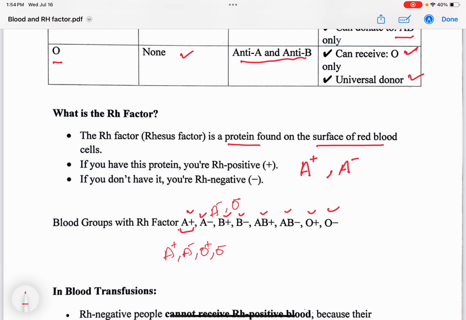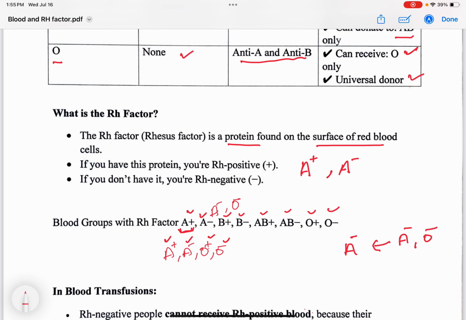And let's talk about just one right here. So if a person is Rh factor positive and has blood group A, it can receive from A plus, it can receive from A minus, and it can receive from O plus and O minus. But if it has A minus group, then it can only receive blood from A minus or O minus. So that's the only difference.